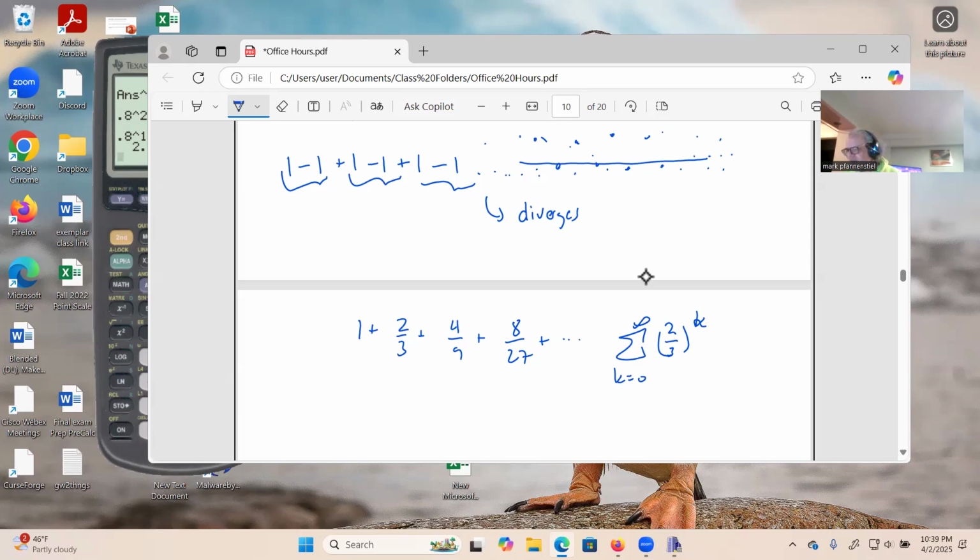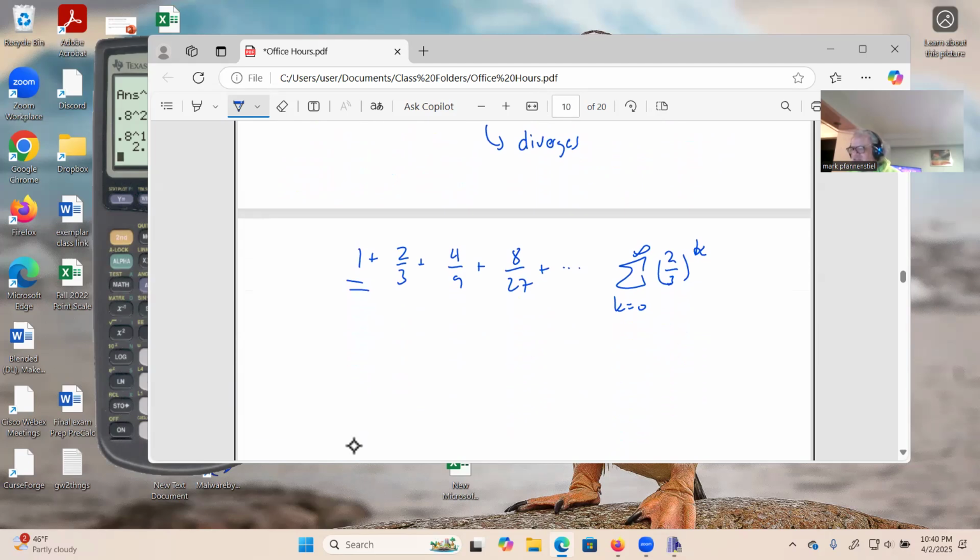Be careful about where we start. I think we start with k equals 0 with all these pieces. If I plug in a 0, I get 2/3 raised to the 0 power, which is 1. So we can go ahead and start there. This tells me that my sum is going to be 1 over 1 minus whatever my r is, and this is going to be 2/3. So we have to figure this out.